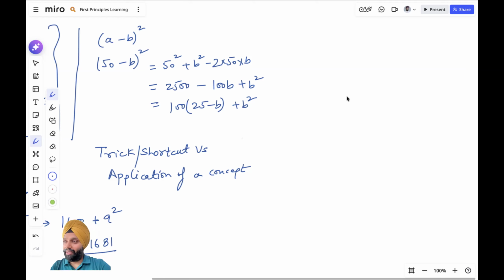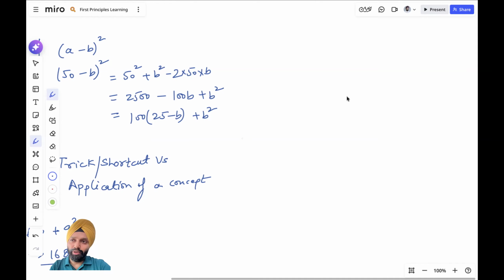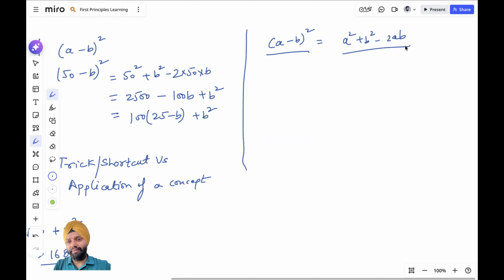Now, is there something deeper than understanding concepts also? I think yes, it is to not accept anything on face value, that you keep questioning. For example, I asked you what is (a minus b) square. Then we said, okay, it's a square plus b square minus 2ab. But then I may also ask you this question, why is that the case? Why is (a minus b) square equal to this? Why not something else?